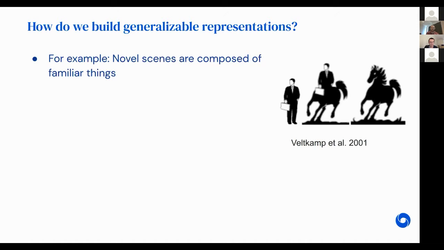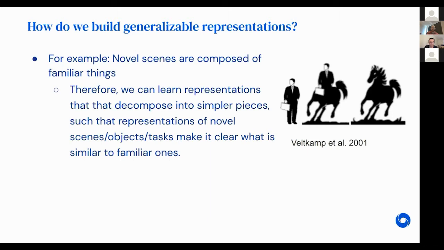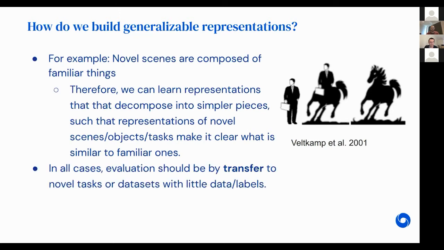For example, one inductive bias you might use is that novel scenes tend to be composed of familiar things. So even if you haven't seen a centaur before, if you can realize that this object is made up of people and horse parts, then that helps you learn about this category much more quickly than if you tried to train things from scratch. So if we can use self-supervision to learn representations that decompose into simpler pieces, such that the representations of novel scenes or objects or tasks make it clear what's similar to familiar ones, then it's more likely that we'll be able to learn quickly. There are many examples of possible inductive biases that we might try to train. And in all cases, I think that really knowing whether we've accomplished that goal is by evaluating on transfer to novel tasks or datasets with few labels and also potentially with little data.